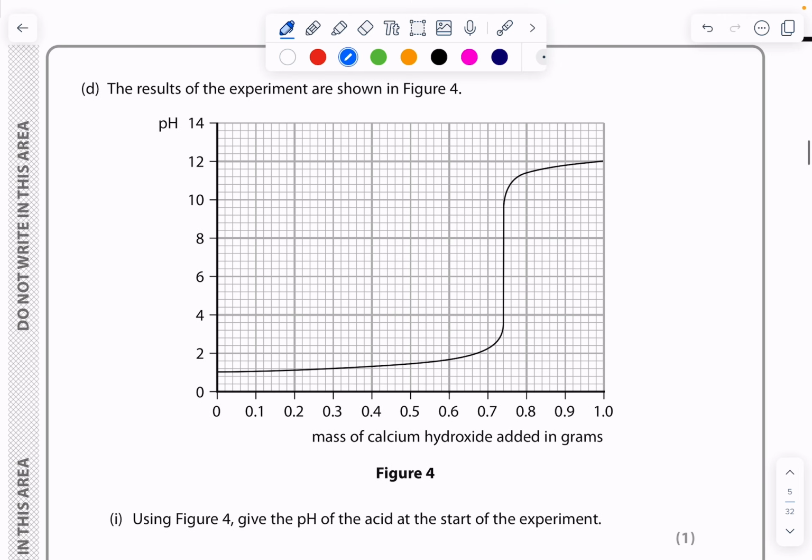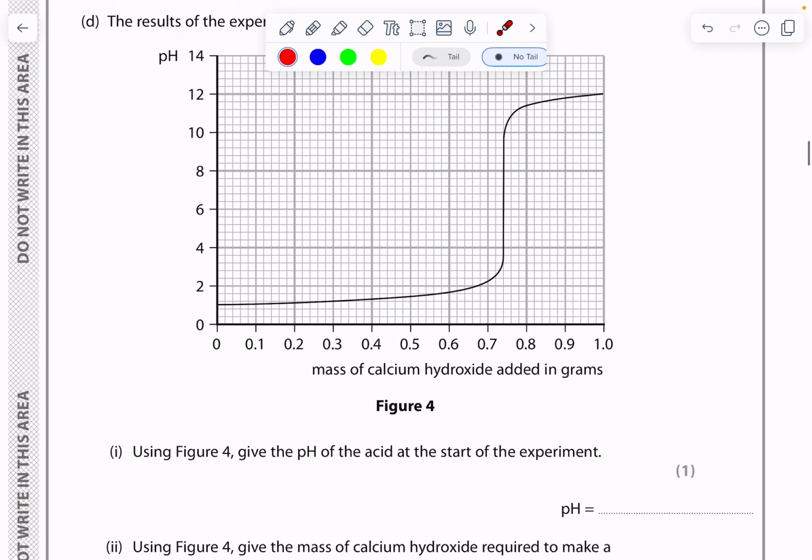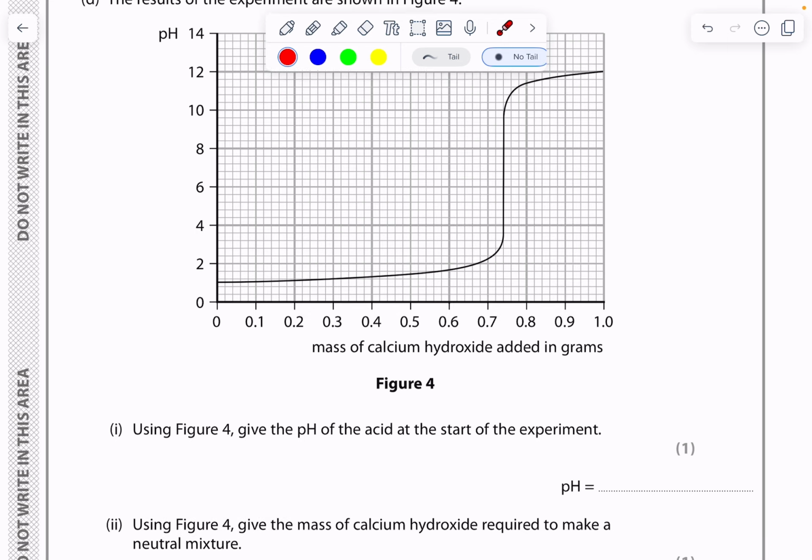Okay, here is a pH curve. Remember, where we have starting with an acid, they always take this shape, showing that the pH very steadily, but over a long period of time increases. Then there's a rapid change in pH, and then it levels off and again stays level for a period of time. So it says, use figure 4 to give the pH at the start of the experiment.